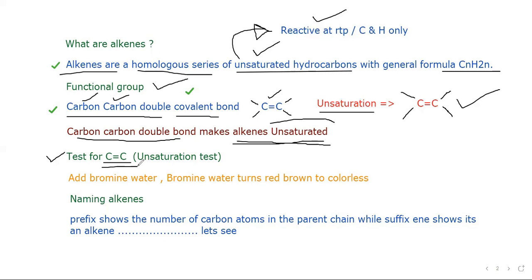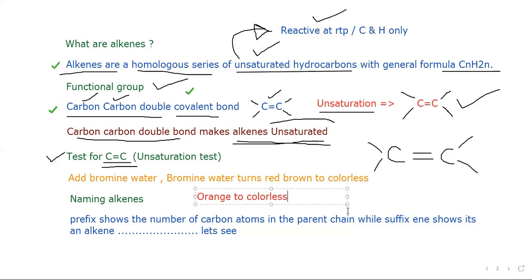of bromine water fades. So if a compound with a carbon-carbon double bond reacts with bromine water, what will it do with the bromine water? Bromine water turns red-brown to colorless, right? Or you can also write orange to colorless. This is also acceptable. Let me mention it. Or you can write it orange to colorless.